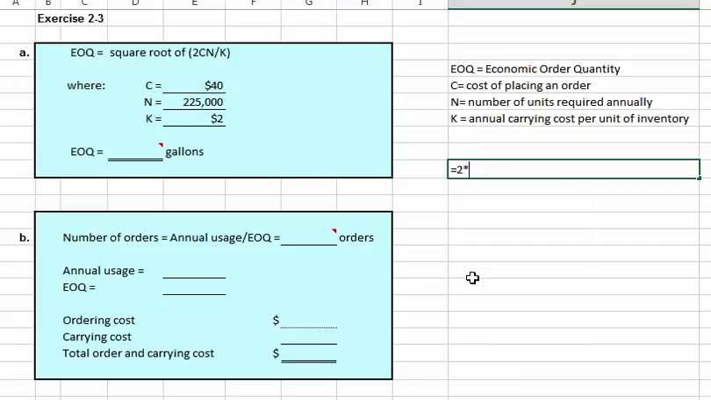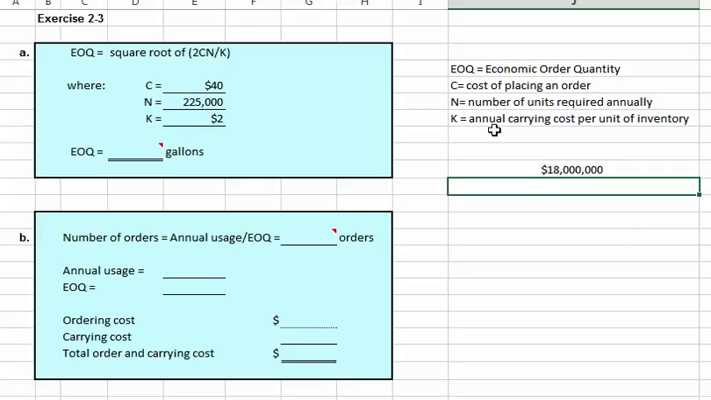2 times C, with C being that $40 per order. I believe I'll just put the amounts in each time. 2 times C, which was 40, times N, which is number of units required annually. That's 225,000. Okay, so the top half of our formula comes out to 18 million. And again, that was just 2 times the cost of placing an order, which is 40, times the number of units required annually, which was 225,000. So it gives us 18 million in the top half of the formula.